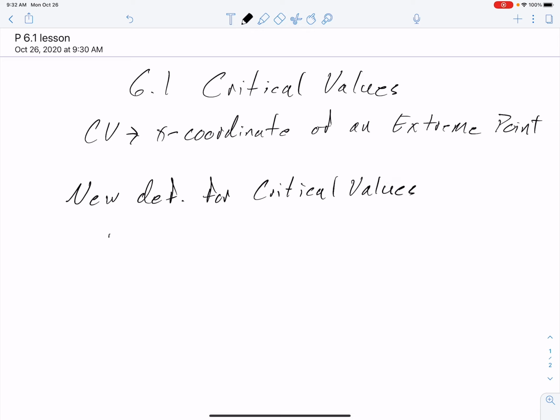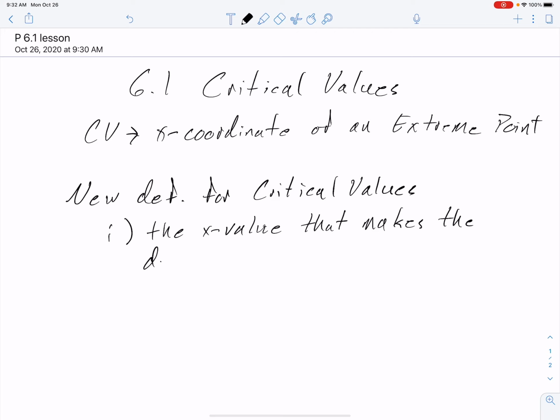has three parts. First part, the x value that makes the derivative equal 0. This is the one that we're going to see the most. We're going to see this all year, and in fact, you're going to be working with this quite a bit next year when you take calculus.